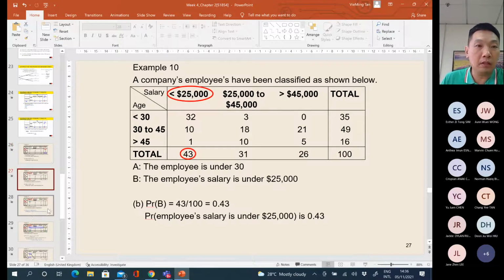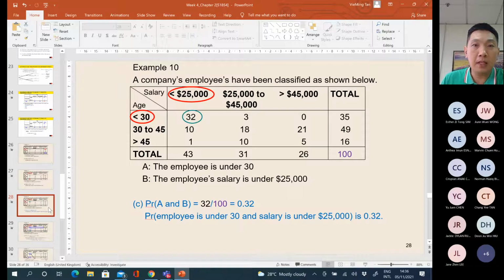This one is calculate the probability B, right? Then next is to calculate A and B. A and B means A intersect B. Actually, because these two events, age and salary, are dependent events. Age and salary in fact are dependent events. So if you use a joint probability table, it's easy, A intersect B.